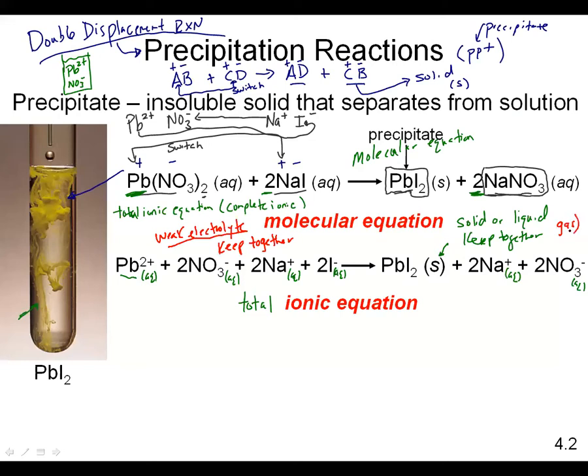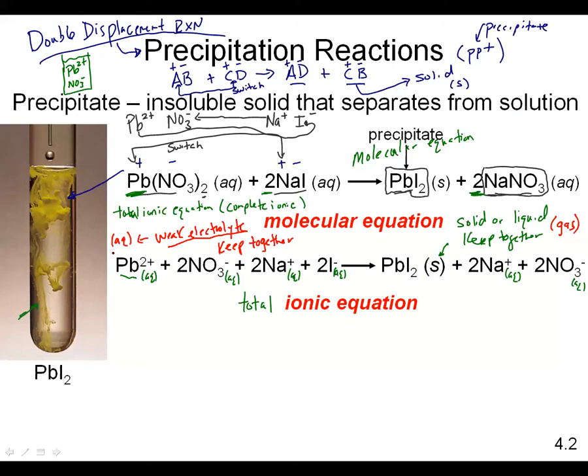So anything that's a gas will also stay together because it's most likely going to be a covalent compound and will not break apart into ions. So occasionally gases will pop in there. And our weak electrolytes, though, will be things that do have the aqueous symbol next to it. But if you can identify it, something like acetic acid or hydrofluoric acid, you technically would keep those together.